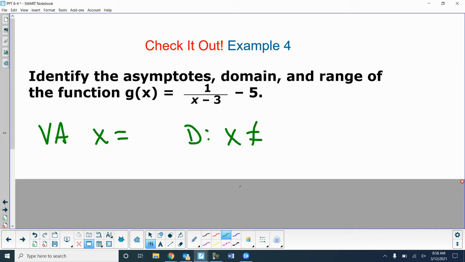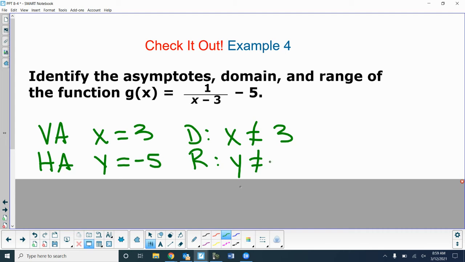What number? Vertical asymptote. What number? 3. Horizontal asymptote. Negative 5. That easy. Okay?